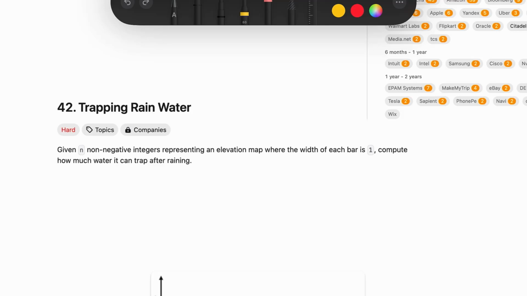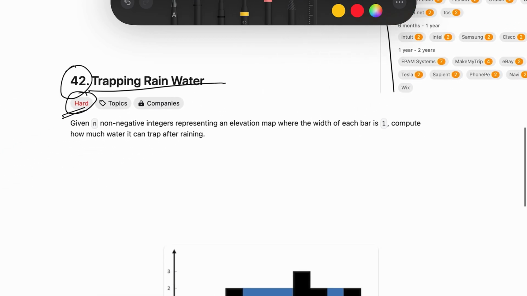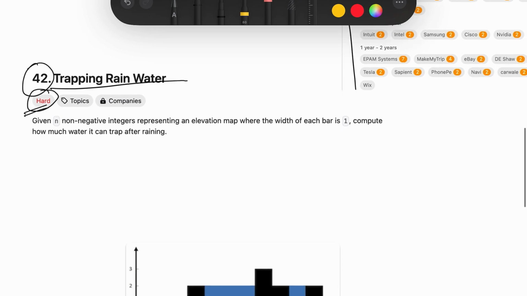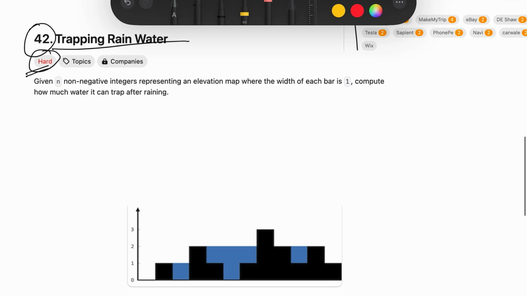Hey everyone, today we are going to solve LeetCode problem number 42, Trapping Rain Water. It's a very important question and marked as hard, but don't worry, we'll make it easy. And it has been asked in a lot of companies, as you can see, and it means that it's a pretty standard problem.